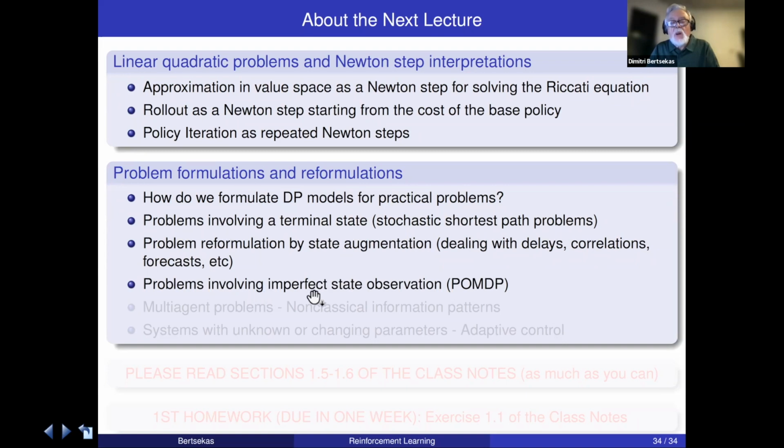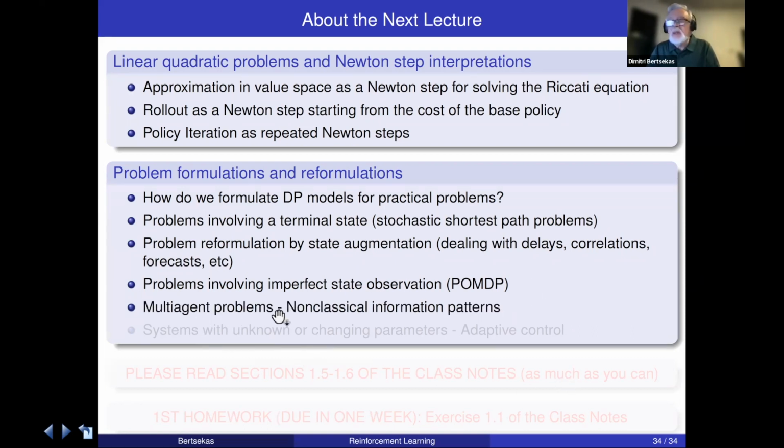In particular, problems involving imperfect state information. Remember, we made a distinction. We have talked so far about problems of perfect state information, but problems of imperfect state information, which are also called in the literature POMDP, are very useful in practice. We're going to be able to reformulate them into problems of perfect state information so that the dynamic programming ideas and the approximation in value space ideas that we have discussed in this lecture apply to them as well.